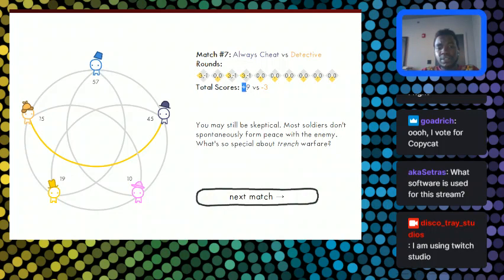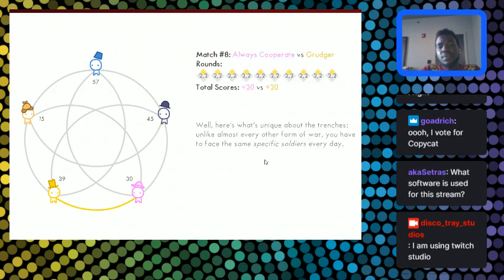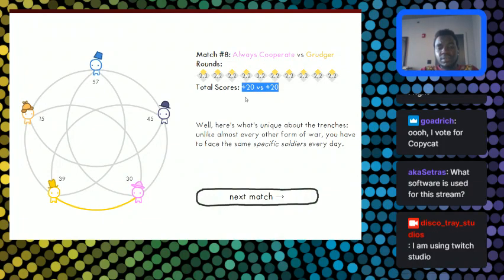Was it still winning? You may still be skeptical. Most soldiers don't spontaneously form peace with enemies. What's so special about trench warfare? Well, here's what's unique about trenches. Unlike almost every other form of war, you have to face the same specific soldiers every day.